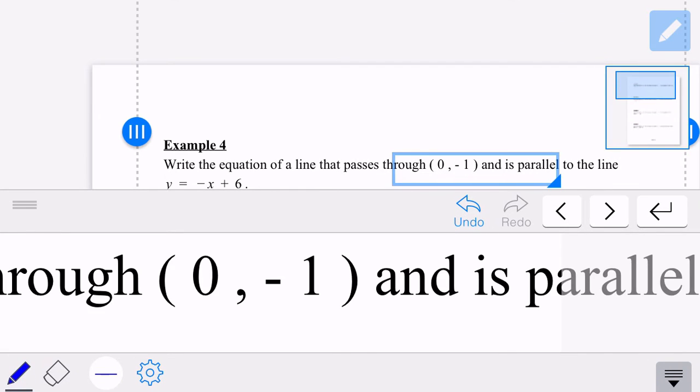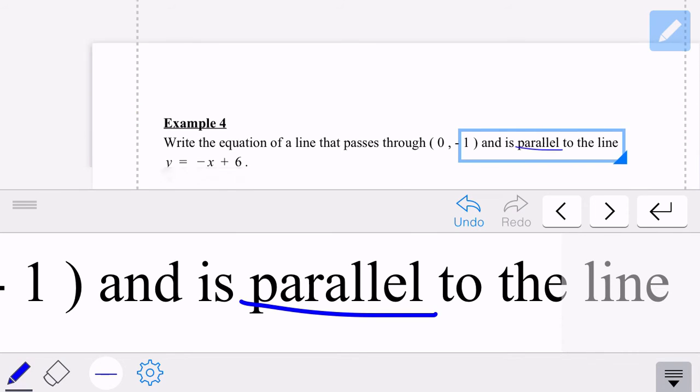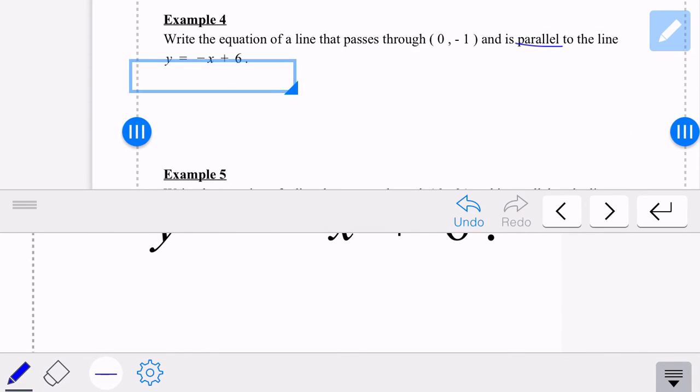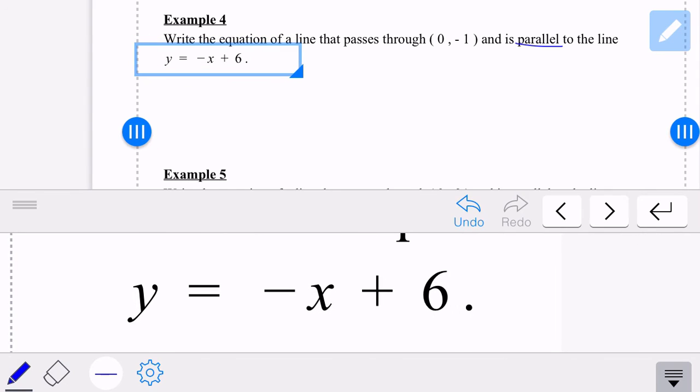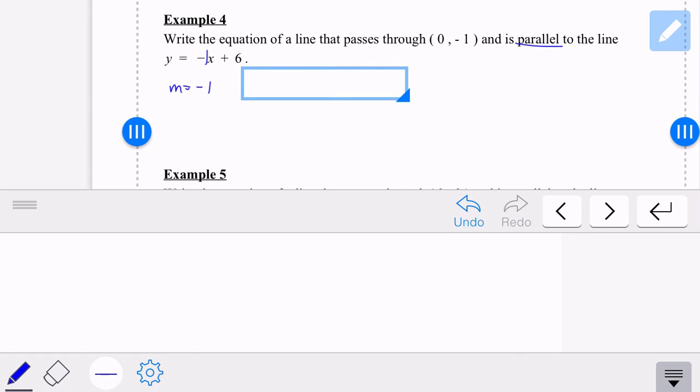Here we go. So parallel. That means we want the same slope. So looking over here, remember that's like a negative 1x. So our slope, m, is negative 1. So we want to have an equation where our slope is negative 1. So if you'd like to put negative 1, you can put it there.